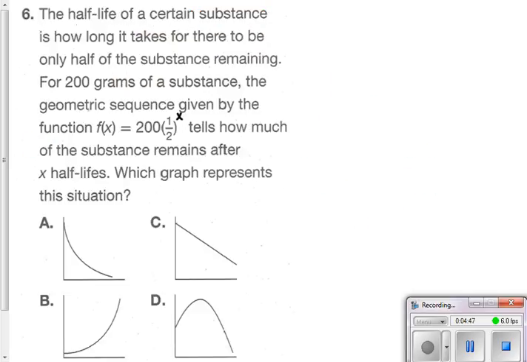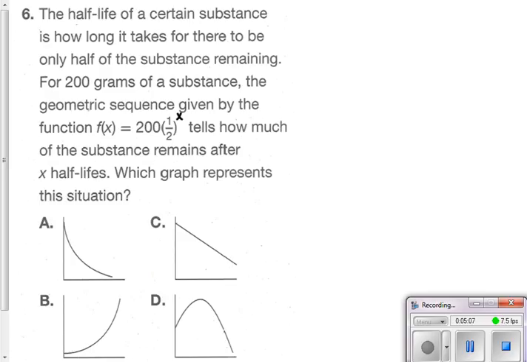Example 6, the half-life of a certain substance is how long it takes for there to be only half of the substance remaining. For 200 grams of the substance, the geometric sequence given by the function f of x equals 200 times 1/2 to the power of x tells us how much of the substance remains after x half-lives. Which graph represents this situation?